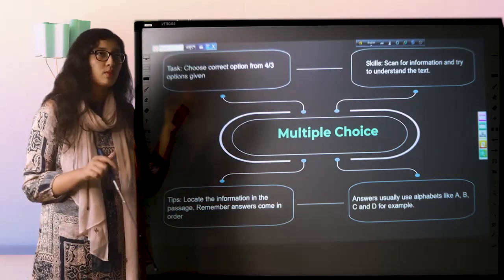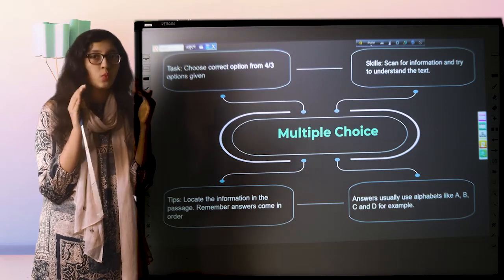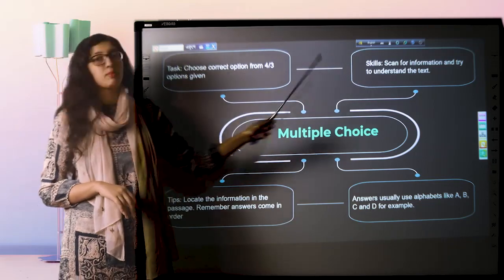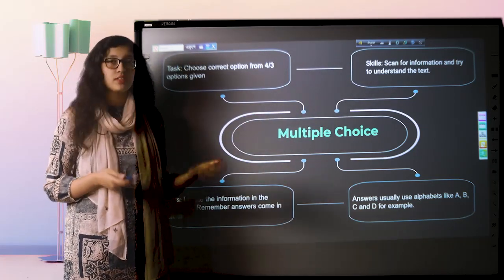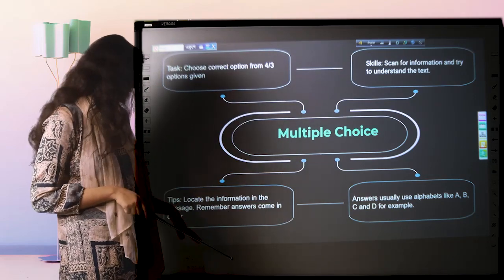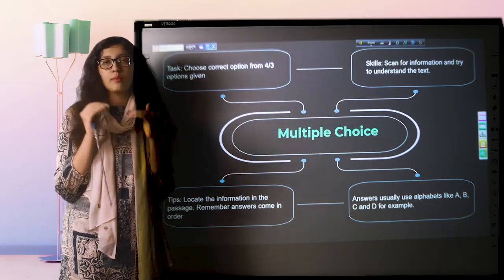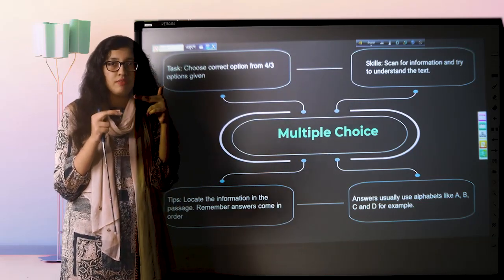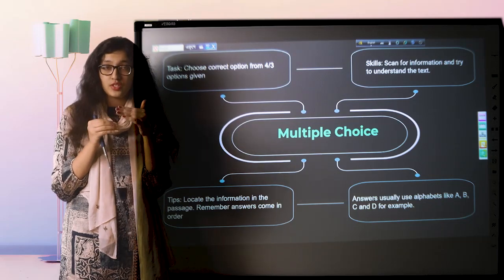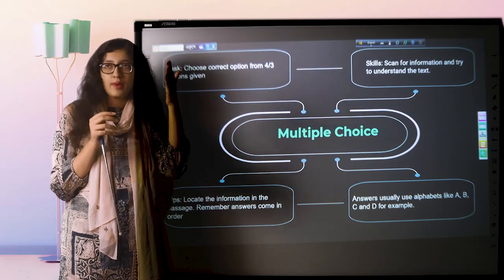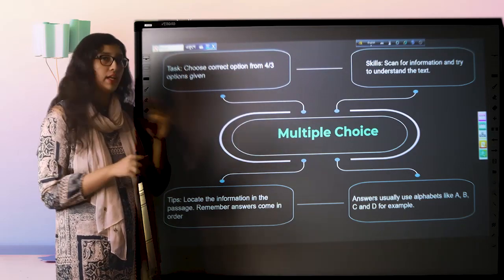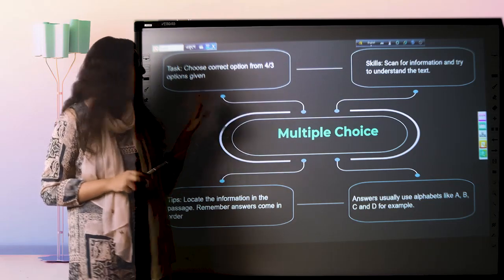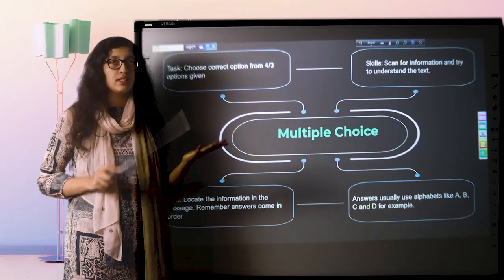So for multiple choice, there are going to be questions with 3 to 4 options, and you need to choose the one that you think is correct. You should be able to scan information and try to understand the text. You should be able to locate the information in the passage, and remember that answers come in order for multiple choice. So for example, if your first answer was from the second paragraph, then for your second question, the answer will not be in the first paragraph. It will be after the second paragraph or in the second paragraph itself. And answers also use letters, so if there are 4 options, then you will have A, B, C, D to choose from.